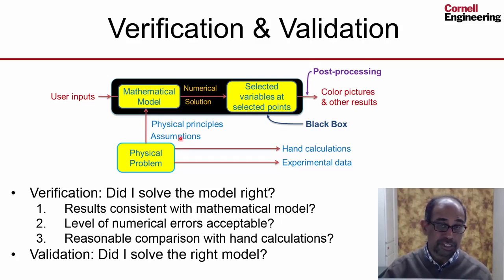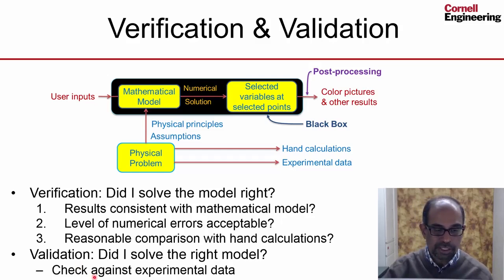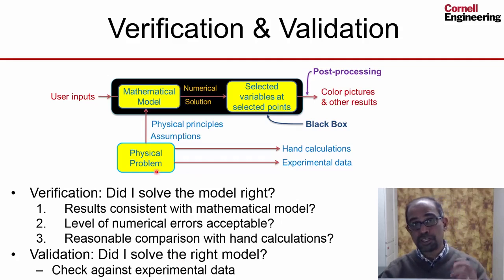For instance, there are assumptions embedded in the mathematical model. Are they acceptable, or have I missed out some important aspect of it, or have I oversimplified the problem, and so on? And this is where one checks against experimental data. So when one is checking experimental data, one is doing validation rather than verification. Because in experiments, you're not using a mathematical model. You're interrogating the physical setup directly.